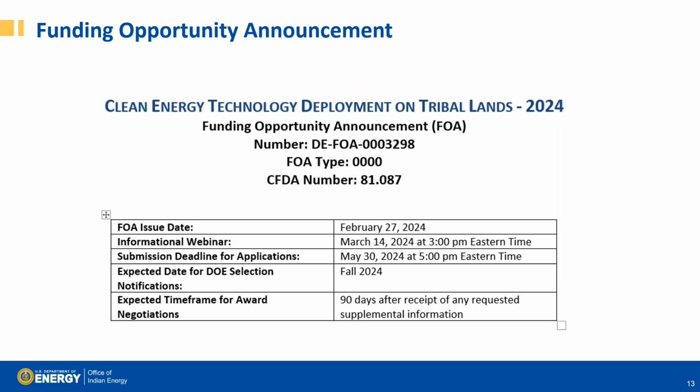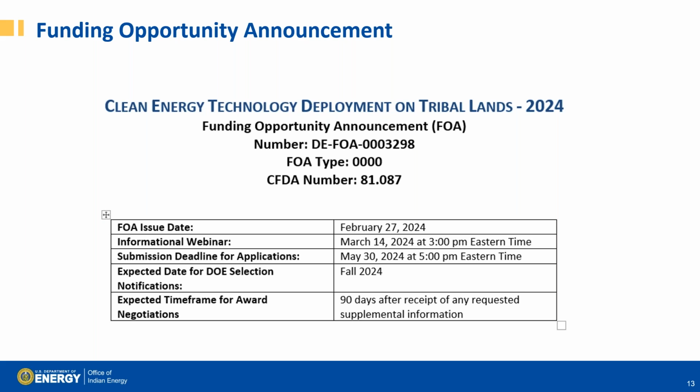DOE anticipates notifying applicants selected for negotiation of award fall of 2024, and then making the awards approximately 90 days after the receipt of any requested supplemental information to what's already been submitted in your application. Each and every applicant will receive a notification letter by email to the technical and the administrative points of contact designated by the applicant in iExchange.